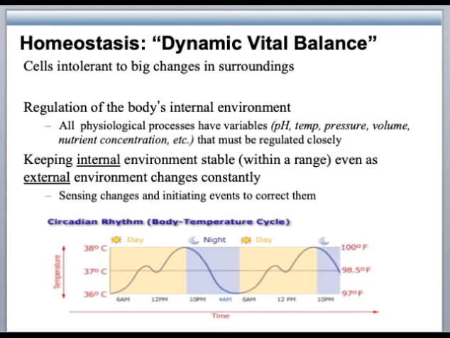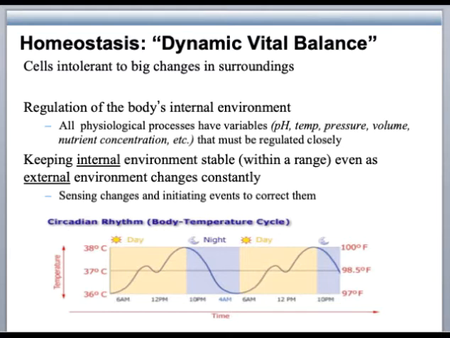And another thing, homeostasis doesn't mean that nothing ever changes in the body. Actually, things are changing all the time in the body. Rather, what we're going to see is that homeostasis is about being able to detect changes in these variables and then trying to correct those changes and bring those variables back into that acceptable range. So it's a very dynamic process.